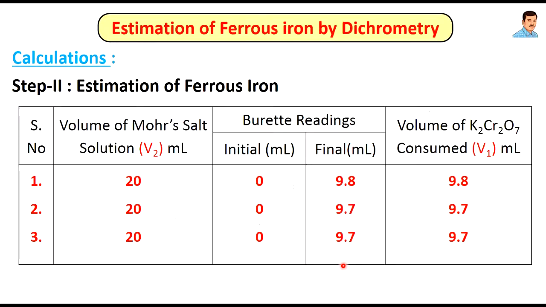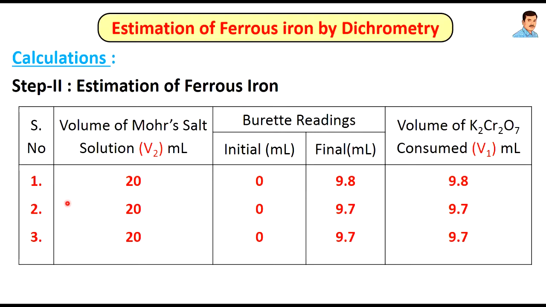Then we move to step 2 calculations. Step 2 is the estimation of ferrous iron. This is a titration, and in this step the readings are tabulated like this: serial number, volume of the Mohr salt solution, burette readings (initial reading and final reading), and volume of potassium dichromate solution consumed, denoted V1. For the first iteration, we have taken 20 ml of the Mohr salt solution. Initial reading of the burette is 0. Final reading we have got is 9.8. So the volume of potassium dichromate consumed, final reading minus initial reading, is also 9.8.